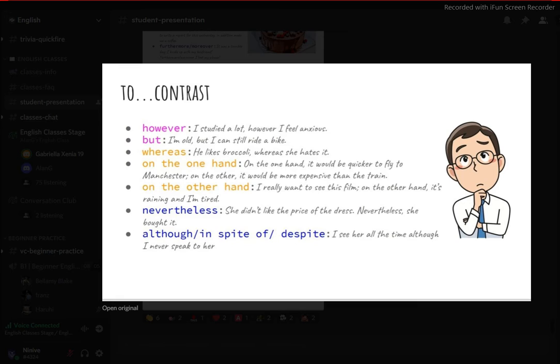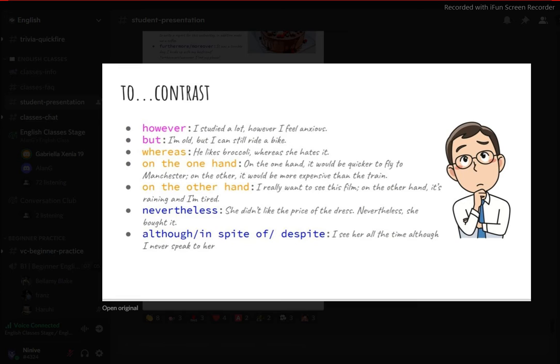Let's read the other example too. I really want to see this film. On the other hand, it's raining and I'm tired. So, as you can see, on the other hand is just a synonym of however and but. It's just another way to say the same concept. So let's replace on the other hand with however. I really want to see this film. However, it's raining and I'm tired. As you can see, the meaning is the same.